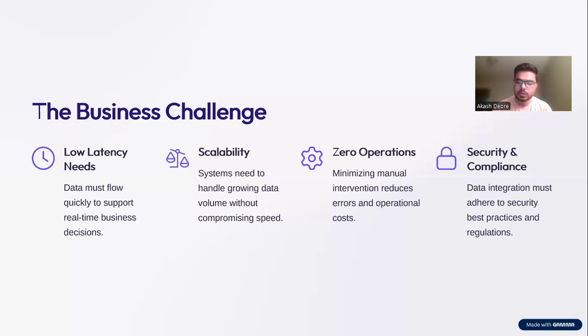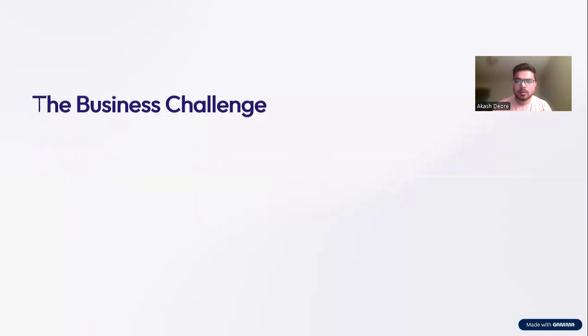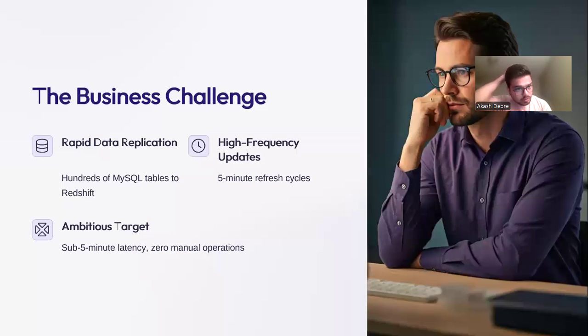And the last one is security and compliance. Regulations demand that data stay inside a controlled network, encrypted at rest and in transit. These are the problems businesses actually face, and Datacoral is trying to solve them with the help of their architecture. There are a few more business challenges here.